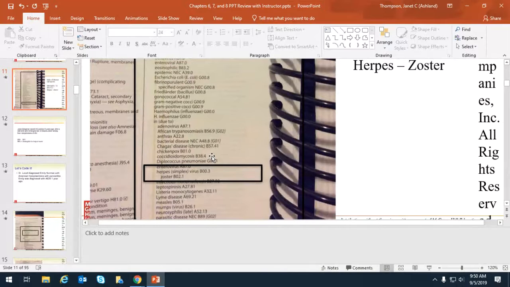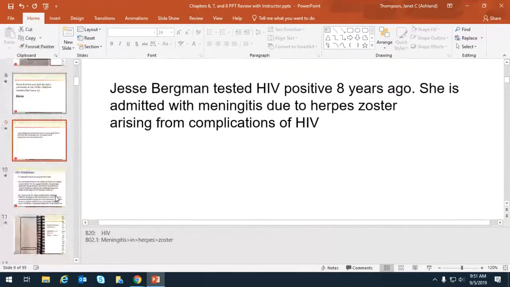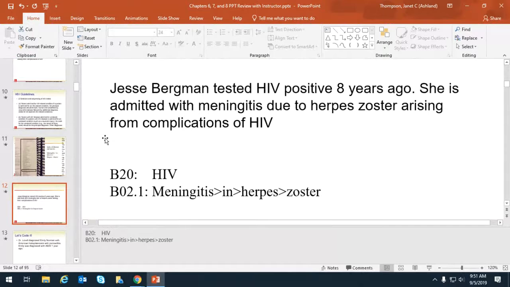So we go back to B02, there is an includes note. I'll give you a moment to get to B02 in the book if needed. Includes notes shingles and zona. There are no excludes or code also notes or code first notes. B02.1 is zoster meningitis, but this patient particularly has complications from the HIV. So B20 is going to be added in there, and it's going to be the first code.